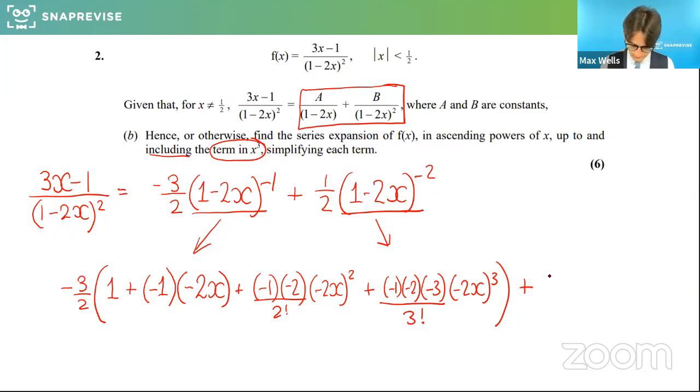So this bit over here is going to be the 1/2 times the other bracket, which I'll deal with in a second. A question just came in about where the -3/2 and the 1/2 come from. So remember, A and B were -3/2 and 1/2, which if you took them out as factors, you can write that as -3/2 times 1/(1 - 2x), or (1 - 2x) to the -1. Does that make sense? So they're from your part A answer. That's how I knew that they were the values of A and B.